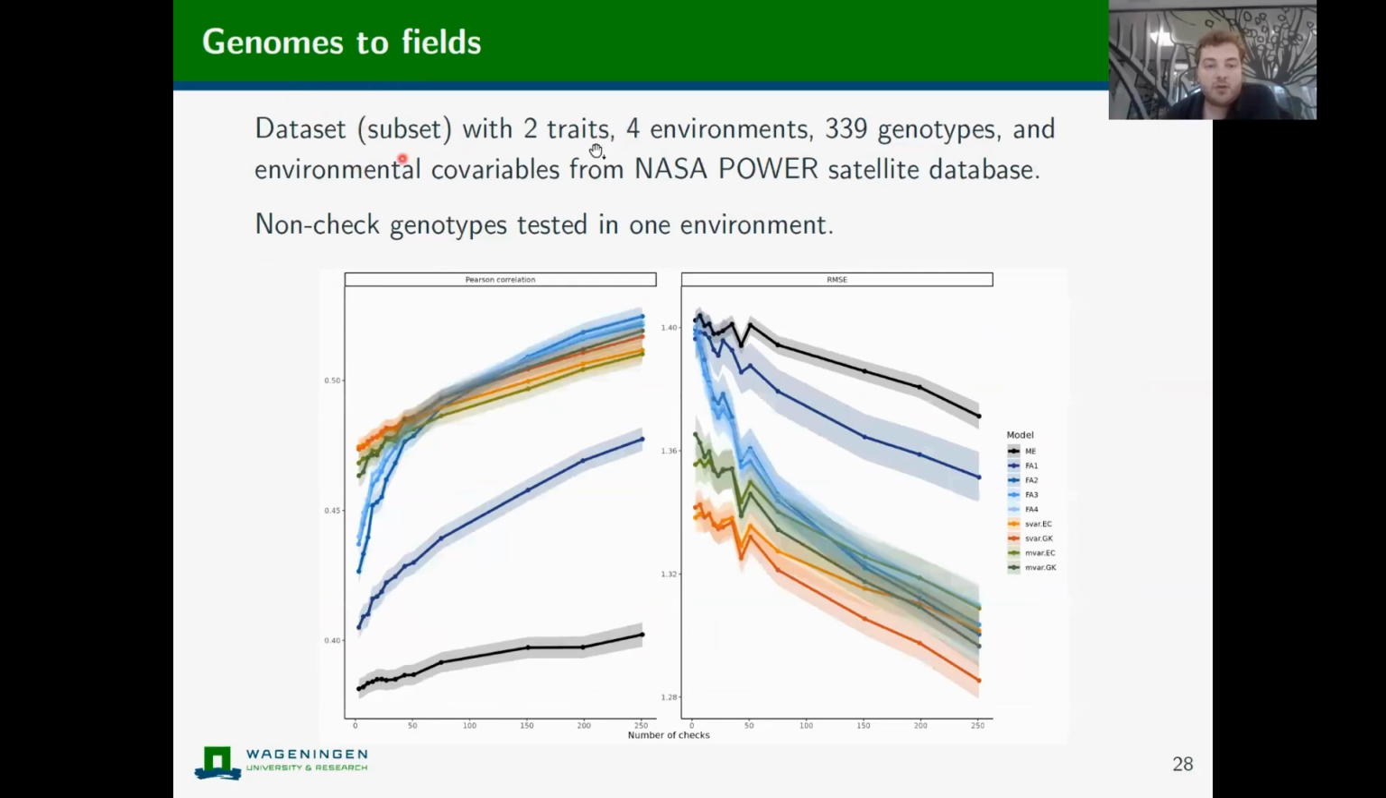Then I also looked at a small subset of the Genomes to Fields data, which includes 2 traits, 4 environments, 339 genotypes, and environmental covariables from an open source database, NASA Power, which uses satellites to measure environmental covariables. So you can get that for any location on the planet, which is pretty cool. Here, non-checked genotypes are tested in 1 environment, and there's a little bit more G by E here. So you see the difference with the main effects model is bigger, and also these kernel models, up to about 50 checks, slightly outperform the factor analytic models. After that, you're better off fitting the factor analytic versions.